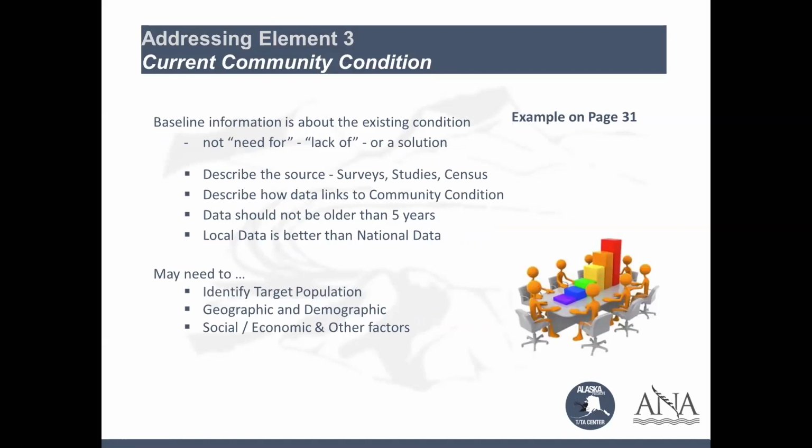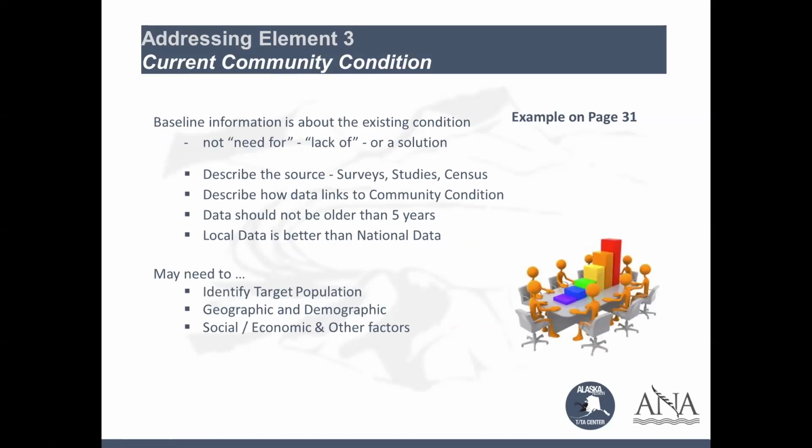The baseline information is about that underlying condition. You're going to describe the source that you got the information from, whether it was a survey, a study, a census. You're going to describe how the data links directly to this one single community condition that you're looking to address. You really want this data to not be more than 5 years old, and local data is always better than national data. So for example, in our community condition, we're saying that the food costs to our consumers is 5 times what other communities are paying.